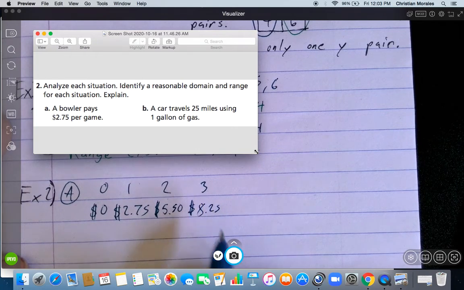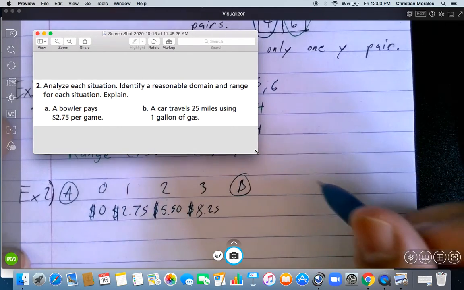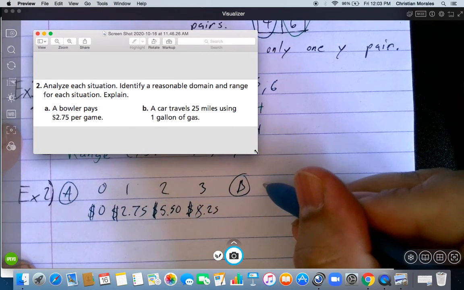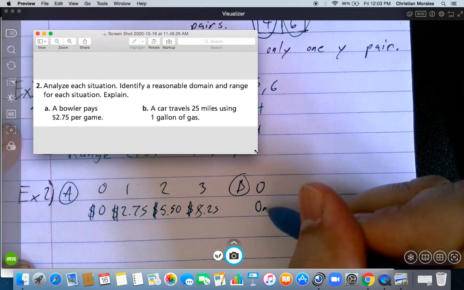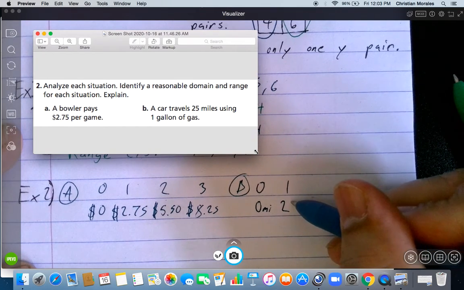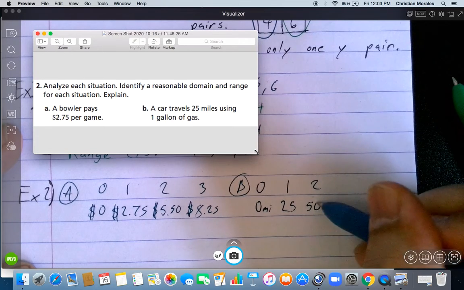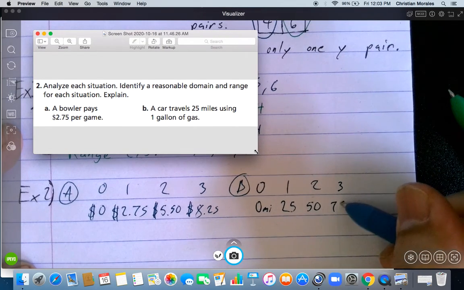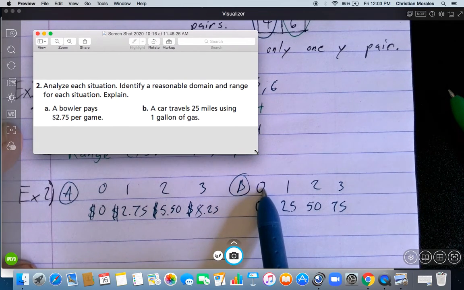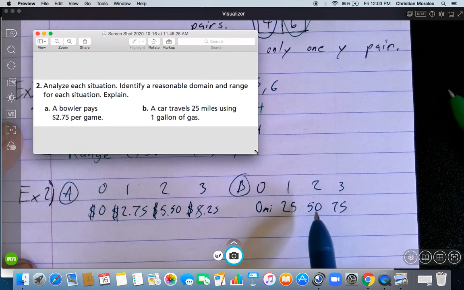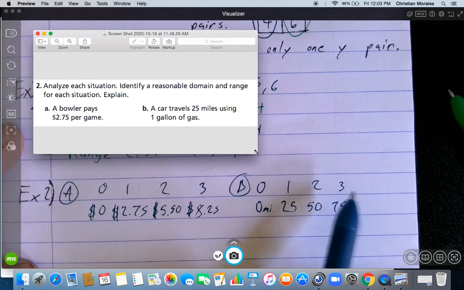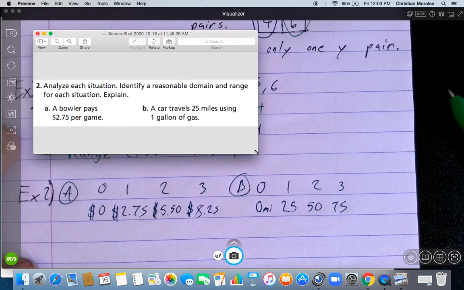Okay. Now for situation B, let's see, a car travels 25 miles using 1 gallon of gas. Okay, well this is kind of straightforward. If you have no gas, you're going 0 miles. Now if you have 1 gallon, you're going 25 miles. If you have 2 gallons, you're going to go 50 miles. If you have 3 gallons, you're going to go 75, and etc. So the reasonable domain would be from 0 going up, and then for range, numbers from 0 but increasing by 25.